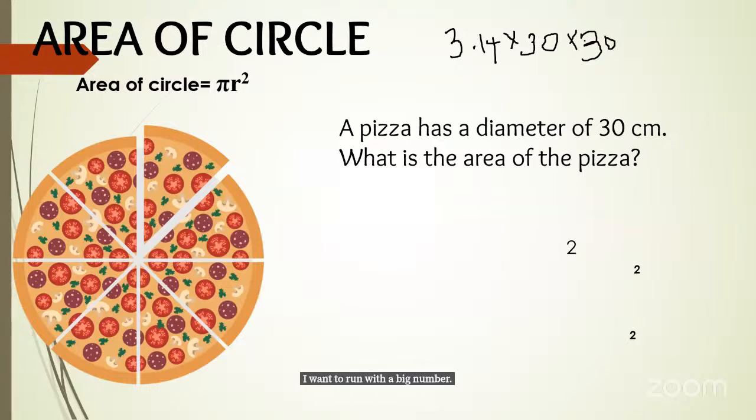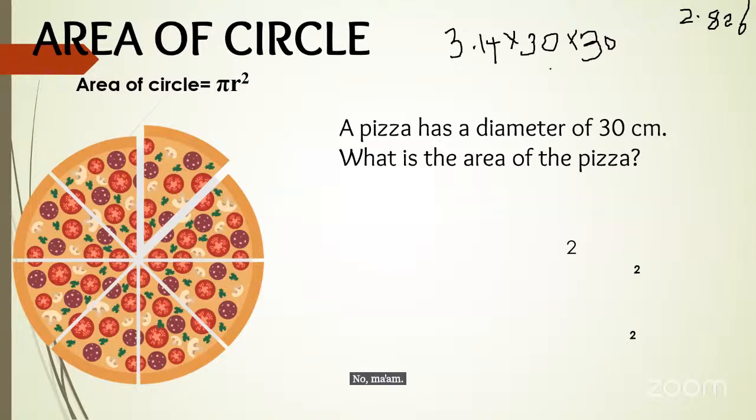The answer is 2,826. Lance, what do you say? The answer is 2,826. No, I can't accept that, because the little girl said she got a big number. Come now. Is this right? 3.14 times 30 times 30. Is this correct?